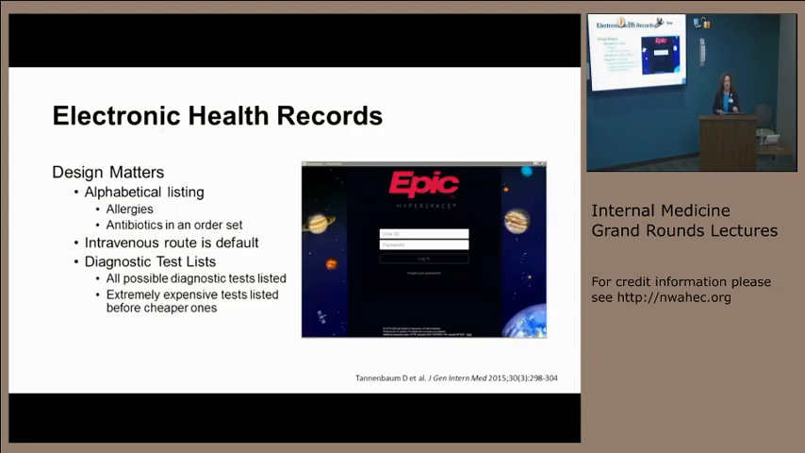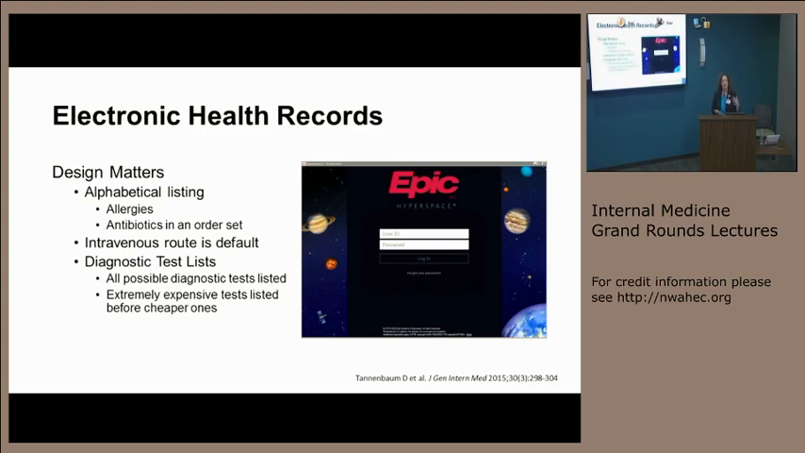Okay, and then just briefly touching on the electronic health record. So design matters. So the design of the electronic health record can hurt us. So some examples are alphabetical listings, so lists of allergies, lists of antibiotics in an order set. So if you do that alphabetically, like amikacin is first, which is rarely our first line. IV route as the default for antibiotics, that can be problematic.